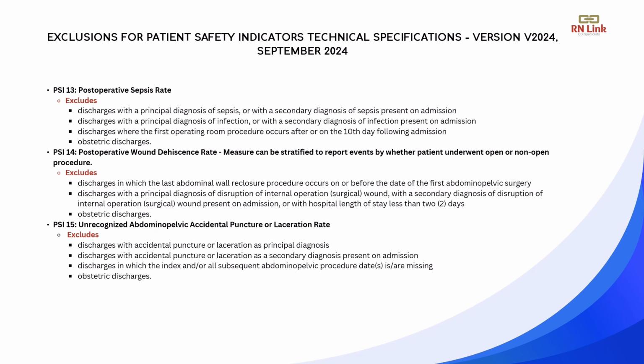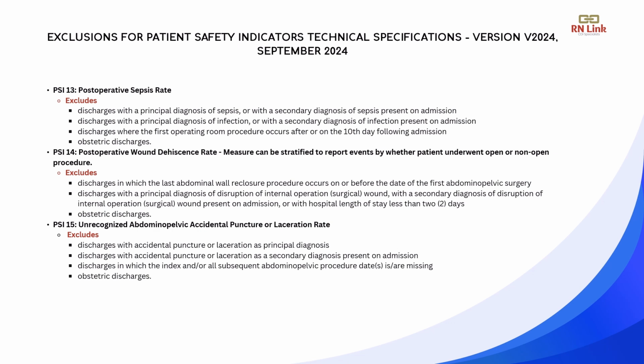Discharges with a principal diagnosis of infection, or with a secondary diagnosis of infection present on admission. Discharges where the first operating room procedure occurs after or on the 10th day following admission. Obstetric discharges. PSI 14, postoperative wound dehiscence rate. Measure can be stratified to report events by whether patient underwent open or non-open procedure.